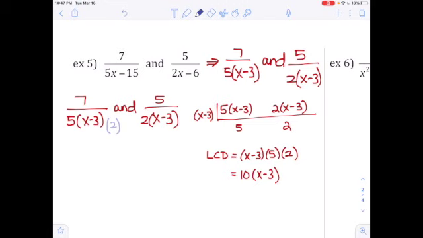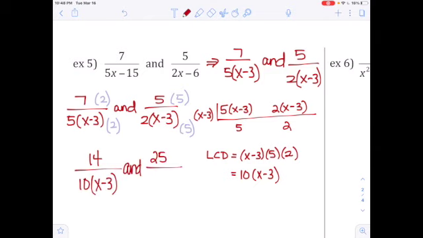And then I'm going to multiply the top by 2. The bottom, for the 5 over 2 times x minus 3, is missing a 5 to make it 10. What you have right here is literally 14 over 10 times x minus 3 and 25 over 10 times x minus 3. Factoring out, find what is the piece that's missing that's not shared by both of them. What is the smallest denominator that everybody can divide into, and they are just going to pick up the missing pieces? That's example number 5.